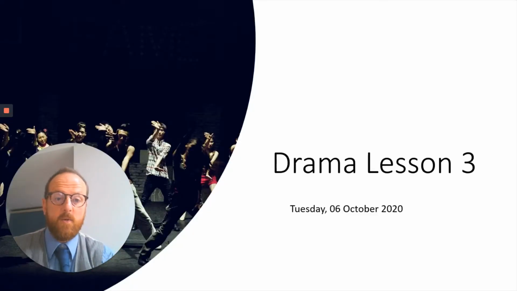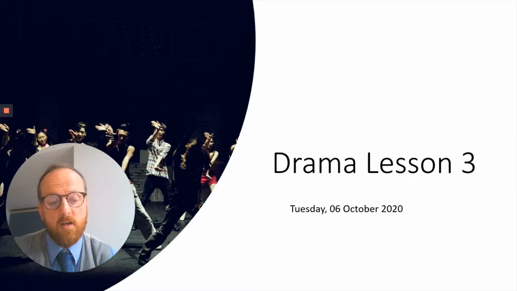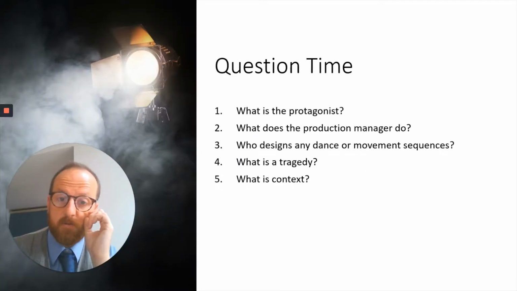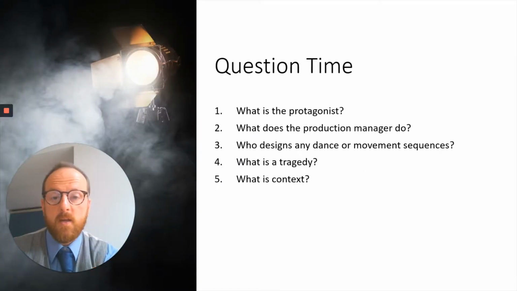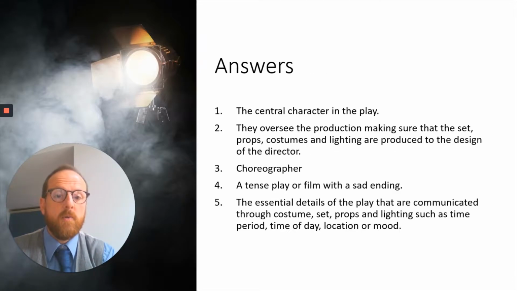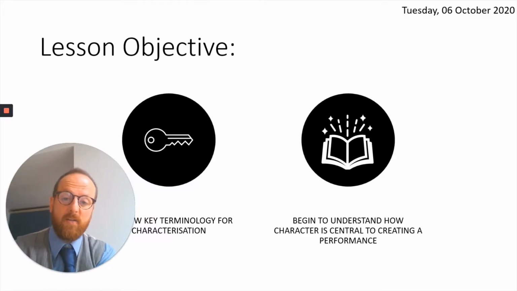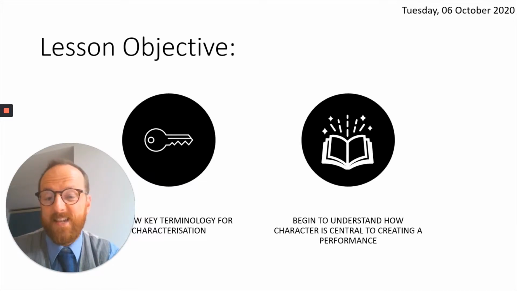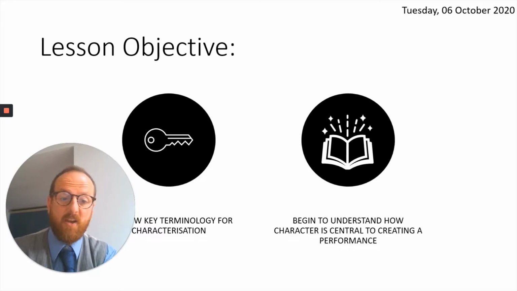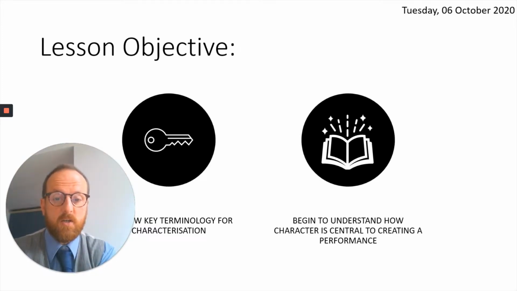This is a lesson from Year 8. And the lesson starts straight off with some retrieval practice. 5 quick questions based on prior knowledge from the last 2 lessons. Then we move on to think about how we're going to build on that knowledge with what we're learning in this lesson. And this lesson is going to be focused on characterization, key terminology associated with that, and how we can use that to create a character which is central to creating a performance.